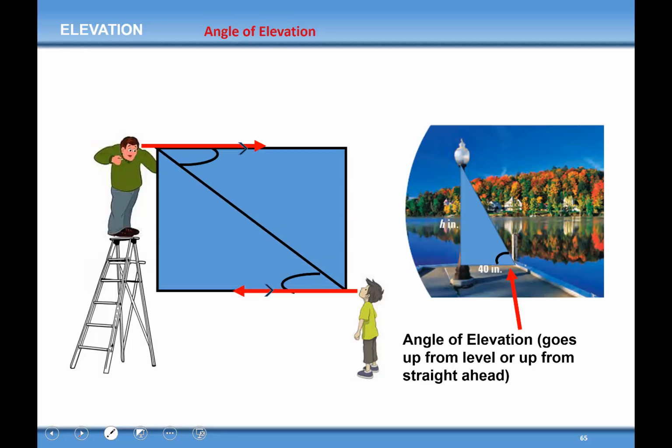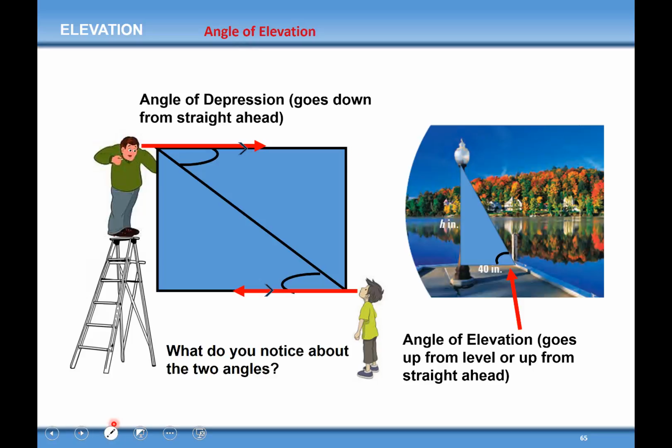So we're going to look at these two. This angle is the angle that the little boy is looking up, and this angle is the angle that the bigger brother is looking down. So that's the angle of depression. It goes down from straight ahead, or it's depressing his head down. And this is the angle of elevation here, because he's looking up. And what you'll notice, since these two lines are parallel, these two angles are congruent due to the alternate interior angles theorem.